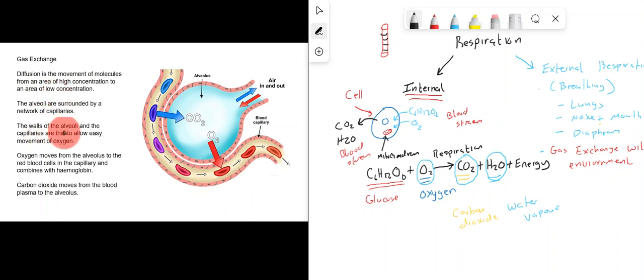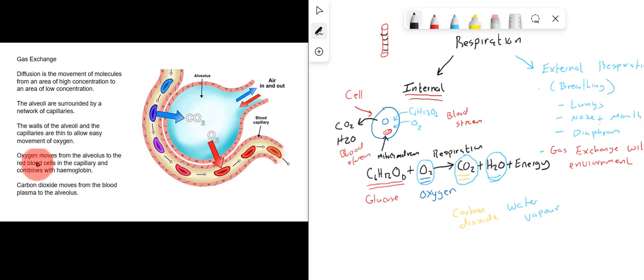The walls of the alveoli and the capillaries are thin to allow easy movement of oxygen. This is the wall of the alveoli, so it's really thin, it's only about 1 cell thick. And then this is the wall of the capillaries as well. The capillaries are very, very thin. The reason they're so thin is it allows gas exchange, it allows oxygen to move across and into the blood, and then it allows CO2 to move from the blood back into the air sac.